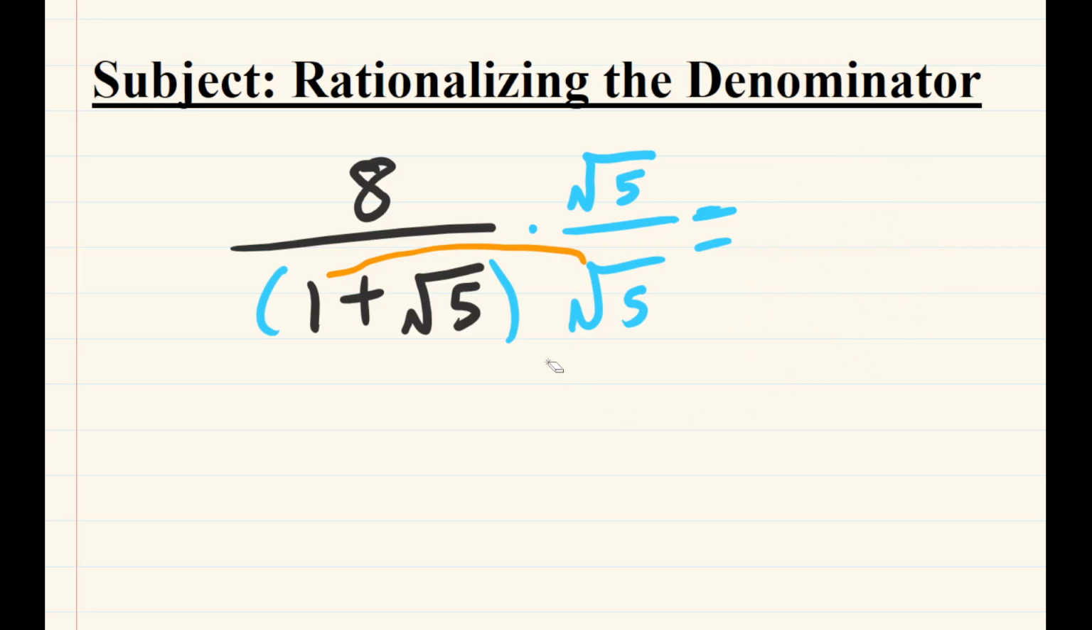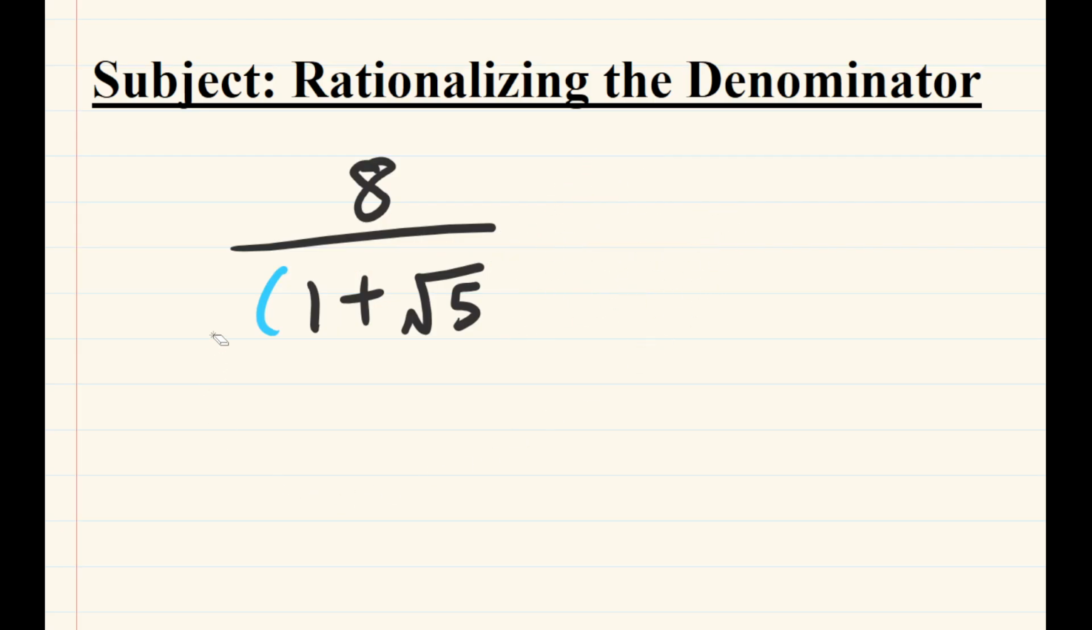So whenever you come across a situation like this, where the denominator is irrational and it has more than one term, there are two terms in here: the positive 1 and positive radical 5. In this situation, instead of multiplying just by the radical number, we're going to multiply the top and bottom by the conjugate. So let me write that out. The conjugate.